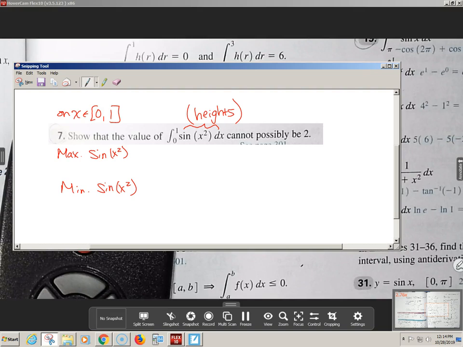Because strictly increasing, wouldn't the lowest be here, the highest be here? Strictly decreasing, however it's decreasing, the highest and the lowest. Do we know that about sine of x squared? The maximum sine in general can get is 1. Is that accomplished on this interval? When does sine equal 1?